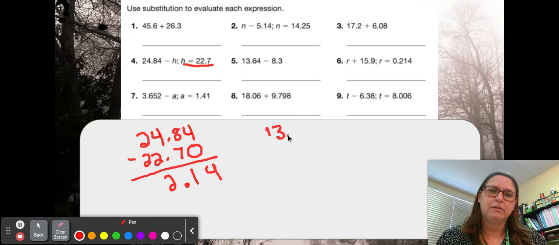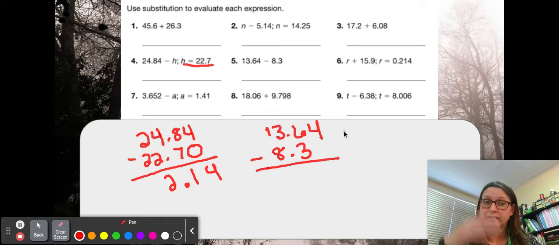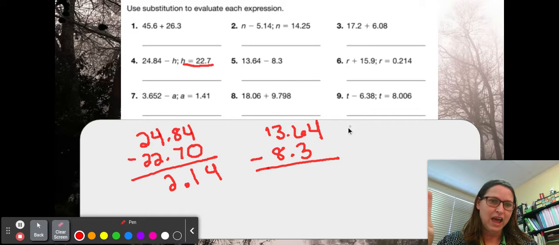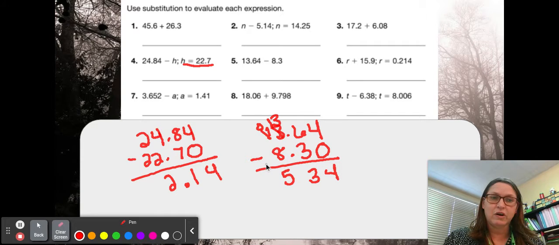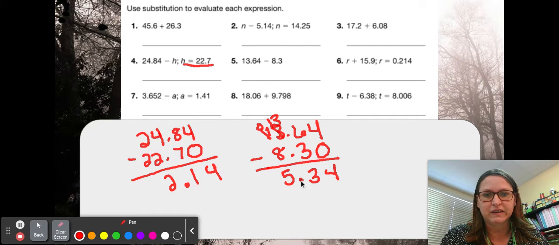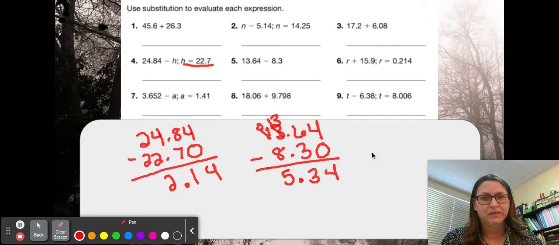For number 5, 13.64 minus 8.3. I wrote it. That was step 1. Step 2, add any missing zeros, which would be right here. Step 3, solve it like a normal problem. 4 minus 0 is 4. 6 minus 3 is 3. 3 minus 8 I can't do. I have to borrow. 13 minus 8 is 5. And 0 minus nothing is 0. So step 4, I bring my decimal down into the answer, and I am done.